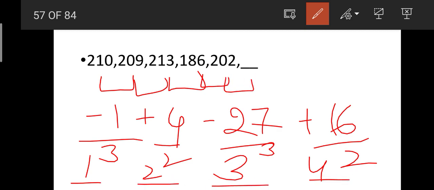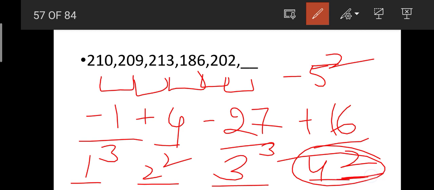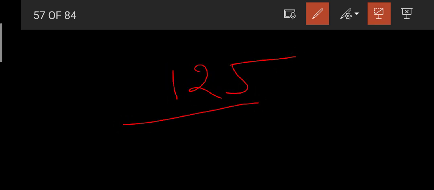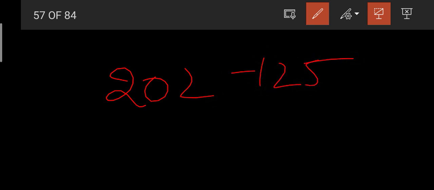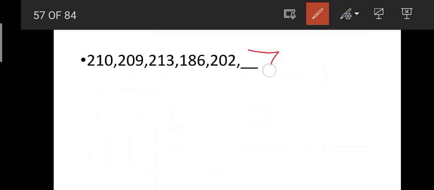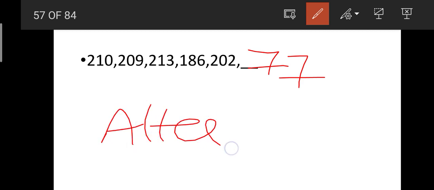Then to get our answer, we should subtract the number 5 square. Okay, sorry, 5 cube. Here they have already given square, so we should subtract the number which is 5 cube. 5 cube value is 125. Okay, to get our answer from 202, we should subtract the number 125. Okay, from 202, if we subtract 125, then our answer will be 77. Okay, in this question our answer is 77. Okay, this is an example of alternate series.